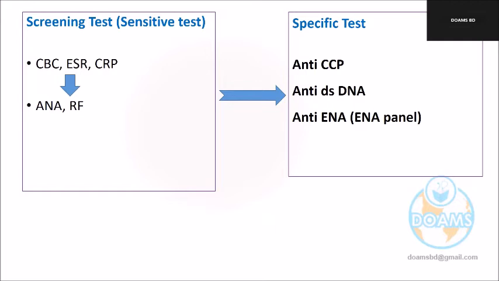But again, I am confused about the rheumatoid arthritis and SLE. I will include both anti-CCP and anti-dsDNA. But if this patient has no features of rheumatoid arthritis and no features of SLE either, it could be other connective tissue disease like scleroderma or other disease. I will show you a little later. Then I will advise for ENA panel. I hope it is a little bit clear to all of you now.